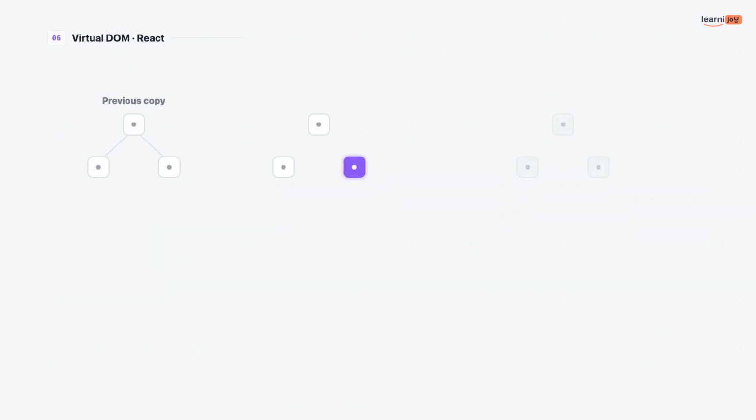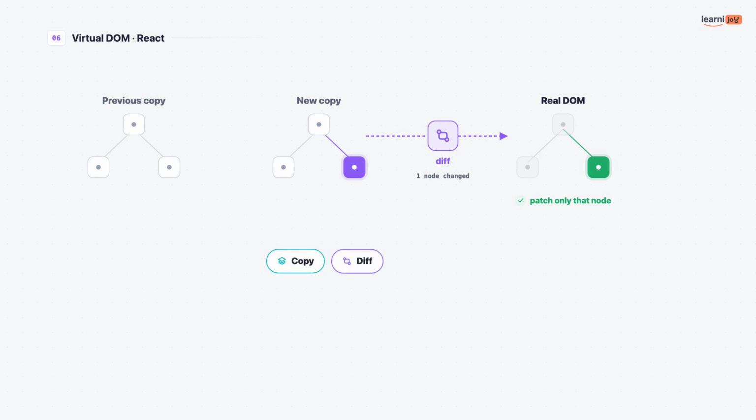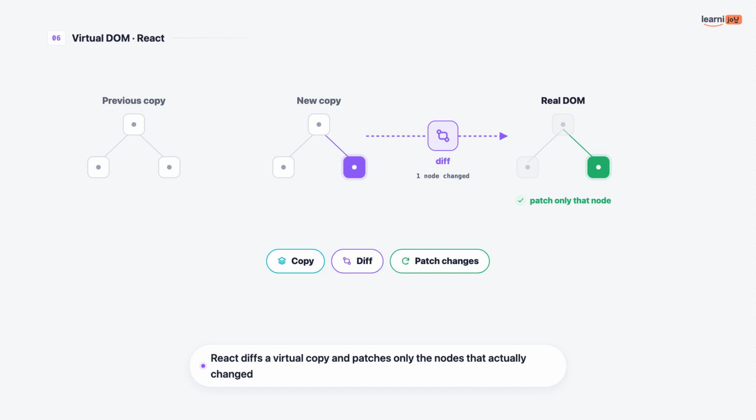Because reflow and repaint are expensive, frameworks like React add a virtual DOM. React keeps a lightweight copy of the tree in memory. When state changes, it builds a new copy and diffs it against the previous one to find exactly what's different. Instead of rebuilding the whole page, it patches only the nodes that actually changed. Copy, diff, then patch. That's how React keeps real DOM updates minimal and your interface fast.